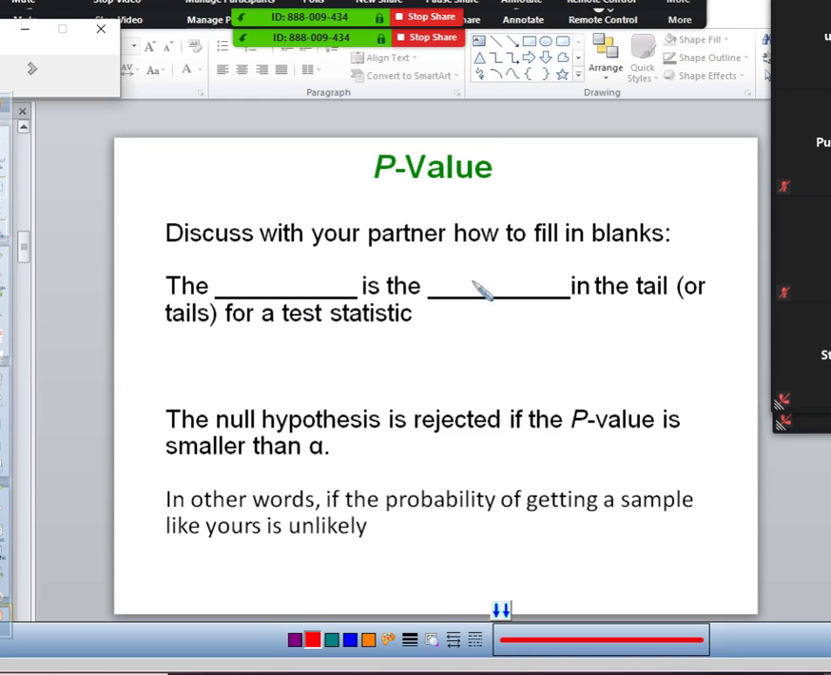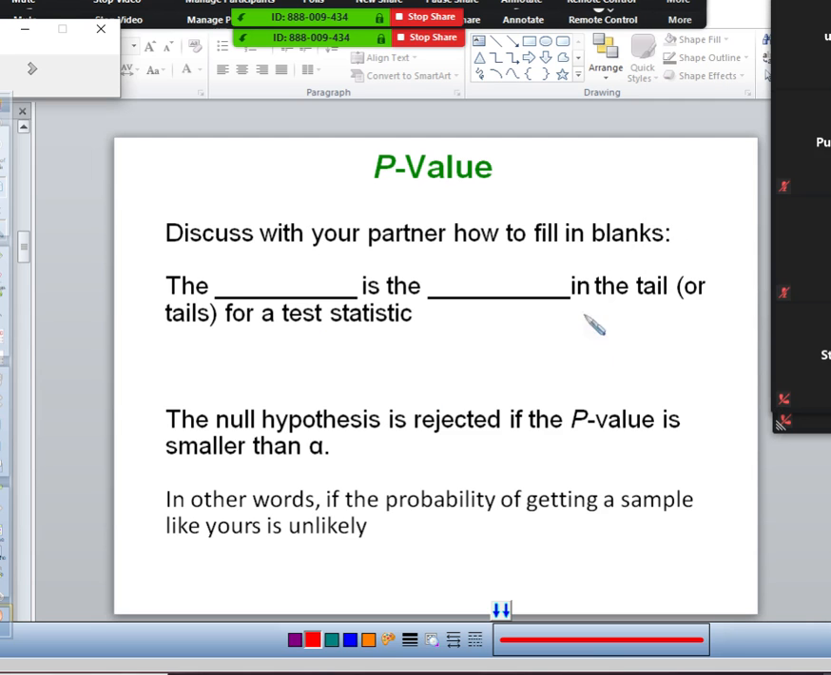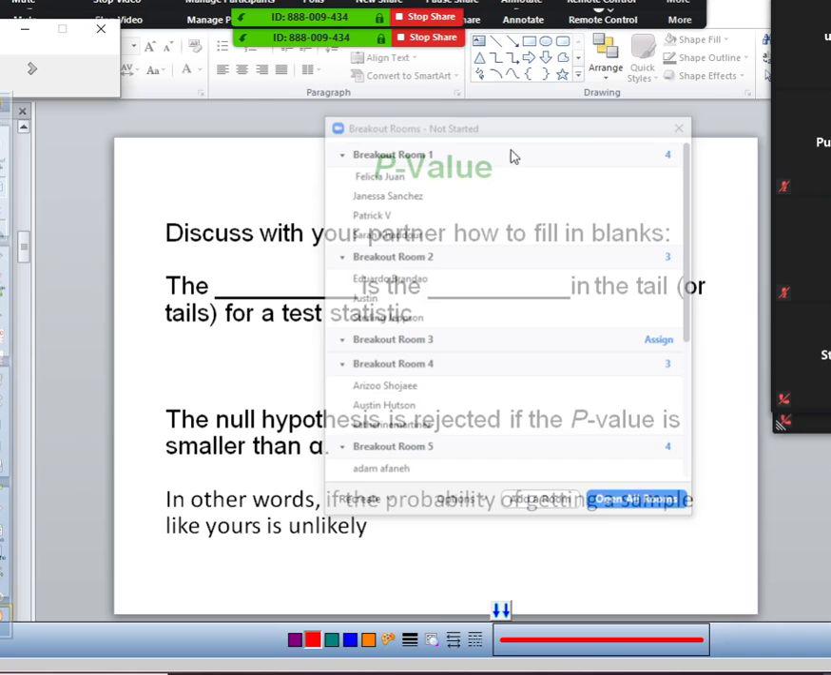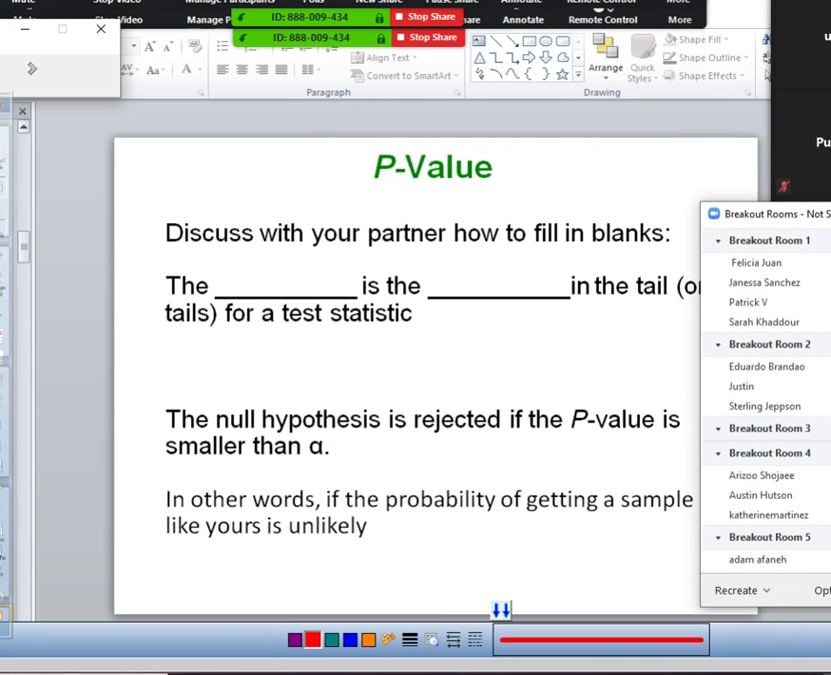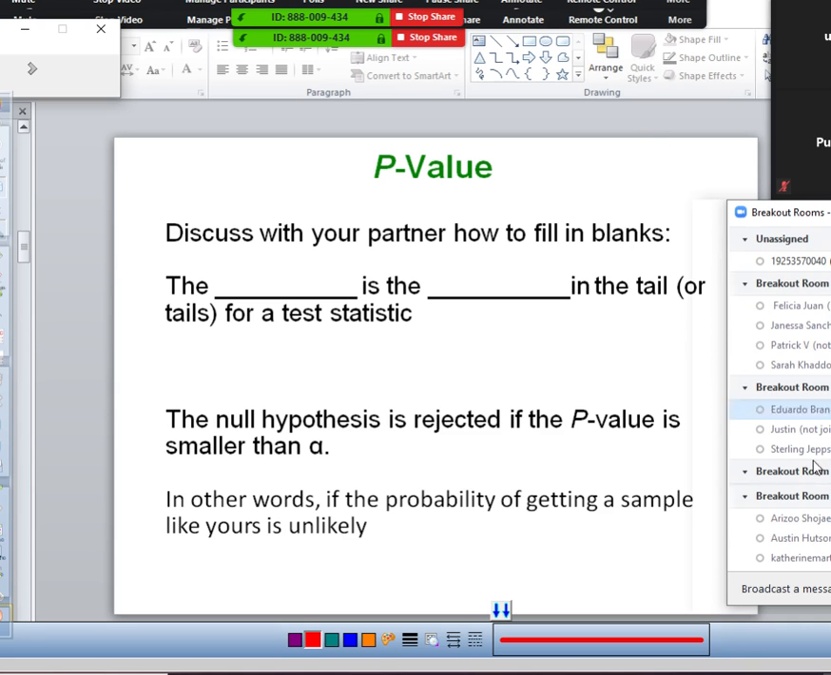Discuss with your partner how you might fill in these blanks. I'm going to break you out into rooms in 10 seconds. So right now, take 10 seconds and figure out how to fill out these blanks at the top of the page. Okay, I'm going to pop you into rooms, talk about it for like 30 seconds, and then jump right back. Hop into your rooms and talk about it quickly and come back.